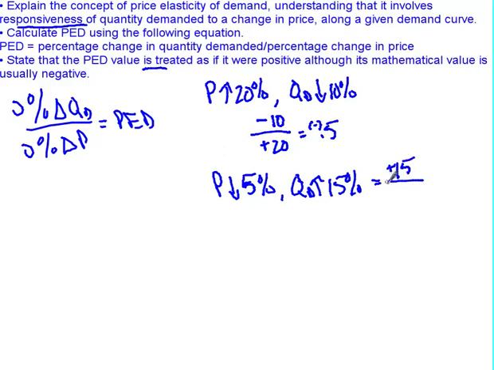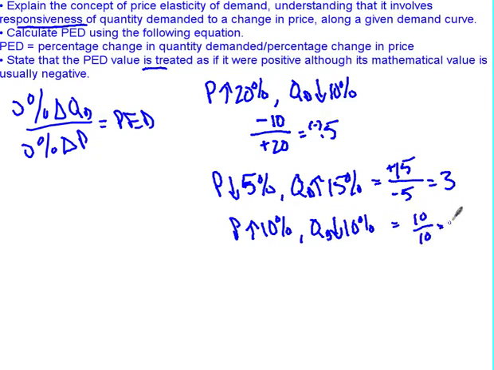Again, the signs really don't matter because we're using absolute value, and the price went down 5%, so the value there is 3. All right, how about one more? What if the price goes up 10%, and the quantity demanded went down by 10%? What's the value of it? That's just 10 over 10, so the price elasticity of demand would be 1.